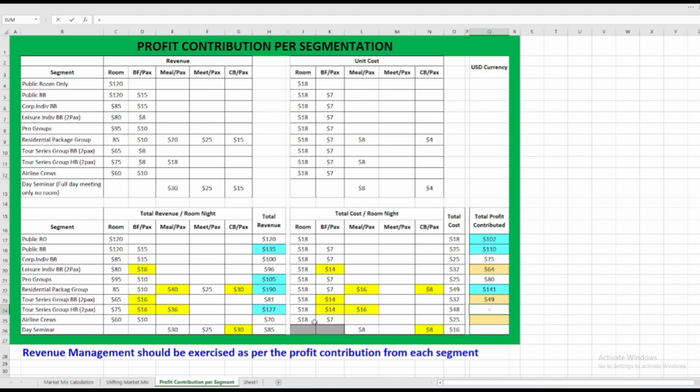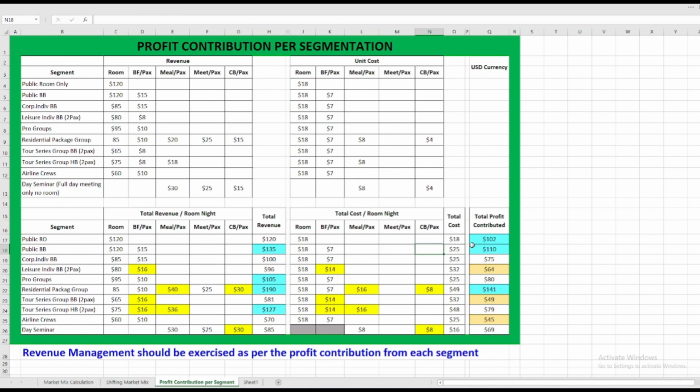Also the tour series bed and breakfast minus cost 32, so make profit of only 49. The same as tour series group half board for 2 persons, total revenue 127, deduct cost 48, so profit is 79. We do the same for the air crew, total revenue 70 and deduct cost 25, so we got profit of 45. Same as the day seminar, we got total revenue of 85 US dollars, deduct cost 16, so we make profit of 69. Okay, let's see here.